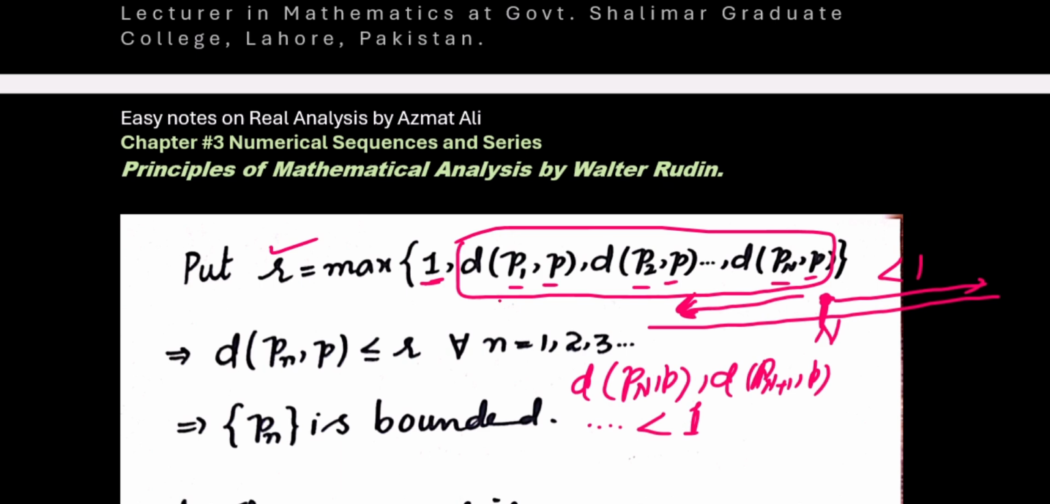So this shows that the distance of the sequence Pn from p is always less than or equal to this number r, for all n equal to 1, 2, 3, and so on. So the sequence is bounded. In the previous lecture we discussed that a sequence is called bounded if its range is bounded. In terms of a metric, a sequence is bounded whenever the distance of every term from p is less than some positive real number r. So your sequence is bounded by r.